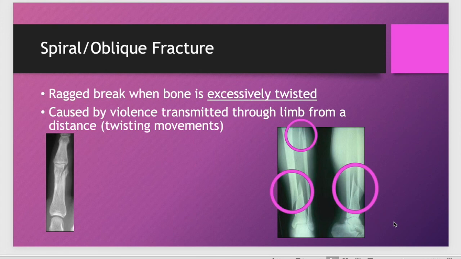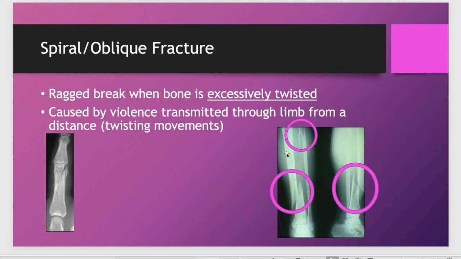your foot caught in a hole when you're walking outside and you fall and you're twisting as you fall, like your body twists as you fall. That can cause a fracture to be that spiral or oblique fracture. So those are going to be on an angle.